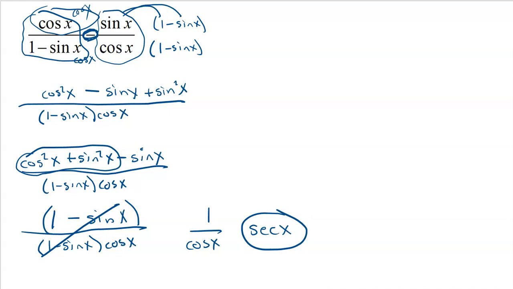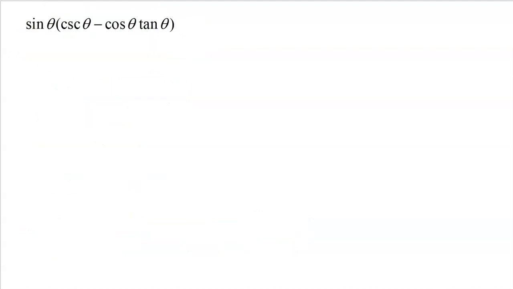This is like one of those HGTV home makeover shows. I went from this ugly, ugly fraction, and I reduced it. I simplified it using the identities to nothing other than just a single secant. That is awesome. All right, let's try this one on for size. Okay, don't see any squares. Okay.